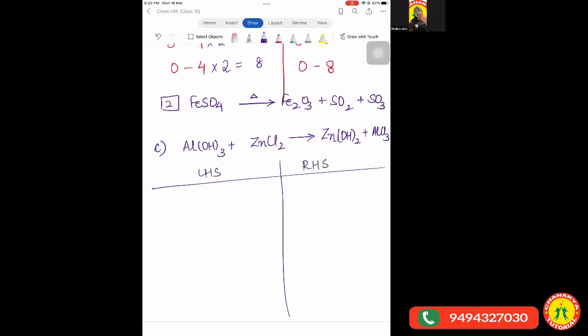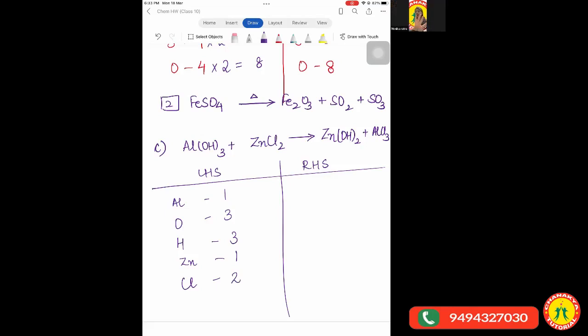Fine. So tell me the number of atoms. Which atoms are present on the LHS? Al, O, H, Zn, and Cl. Very nice. And what about the numbers of these atoms which are present on the LHS? Ma'am, 1 Al, 3 O, 3 H, 1 Zn, and 2 Cl. Very nice. And what about the RHS?